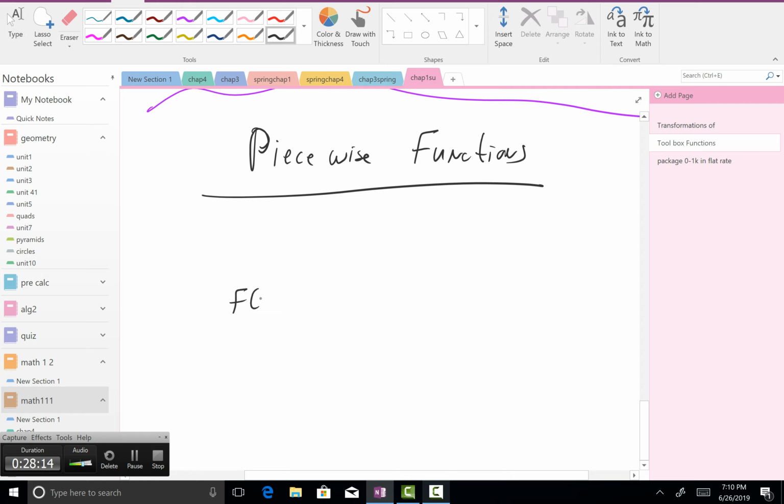Here, this function happens under this conditional. This happens when x is less than 0, and this happens when x is greater than or equal to 0. So it's built into pieces, and it always has some sort of a condition. This is the condition here, and the function here. So what does this look like? We're going to do some by hand, and I'm going to show you how to graph them in Desmos.